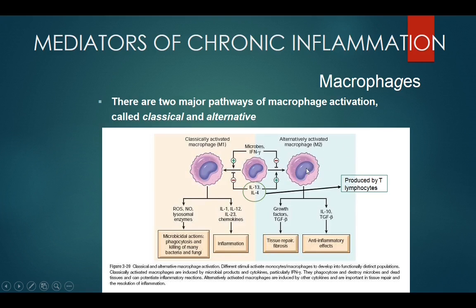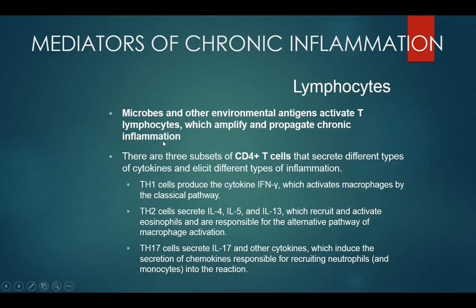So remember, alternatively activated has an anti-inflammatory effect, and classically activated helps in inflammation as well as being microbicidal. It will help in killing the organisms and destroying these things. And alternatively activated will lead to fibrosis, like there will be tissue shrinkage and all because of fibroblast proliferation in the tissues. So the second is the lymphocytes.